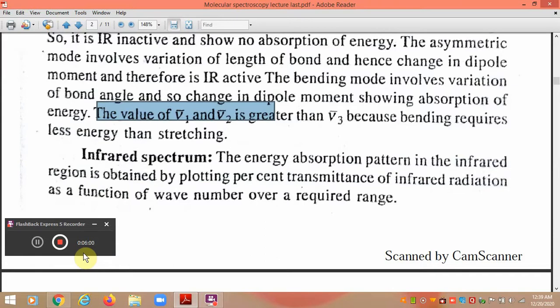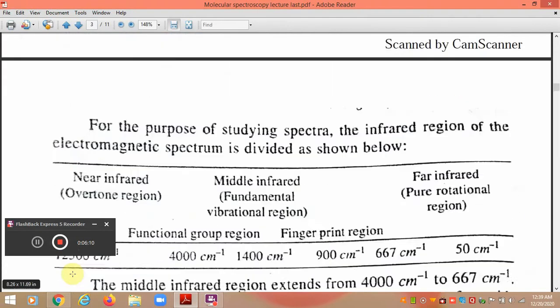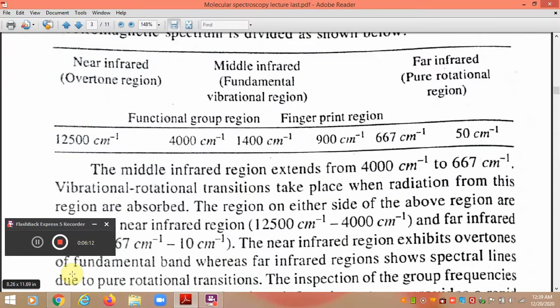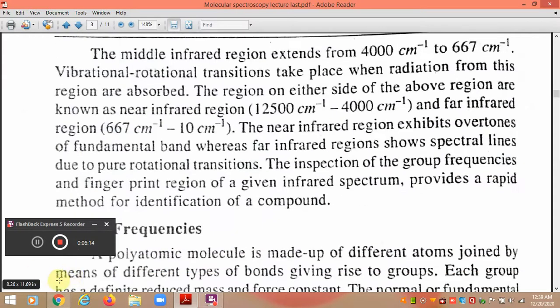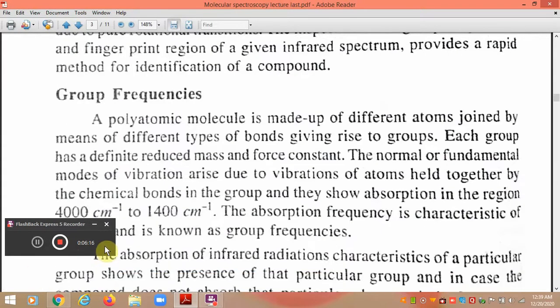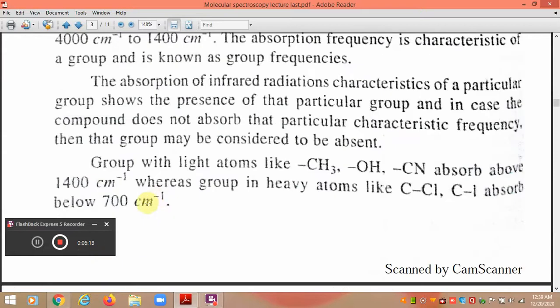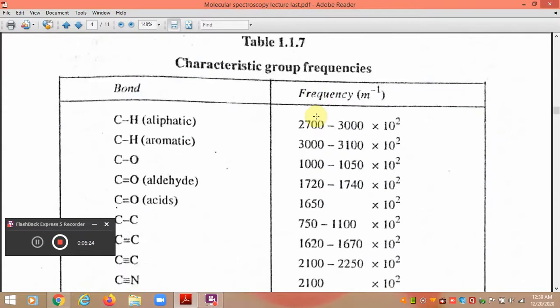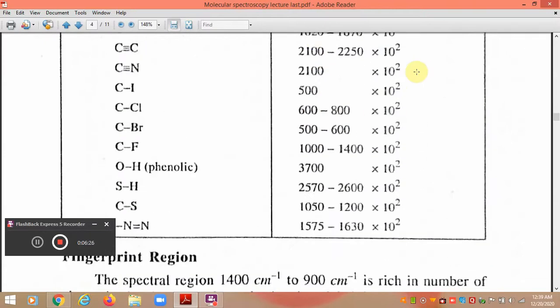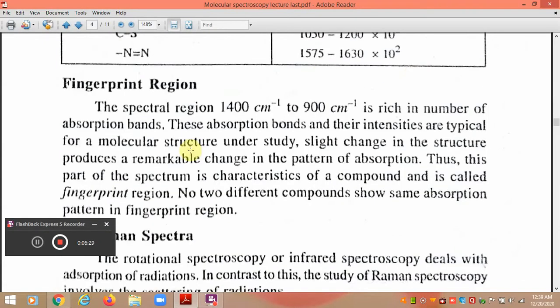Out of these three, the asymmetric stretching and the bending vibrations are IR active, while symmetrical stretching is IR inactive. So this is the infrared spectrum. This is actually the fingerprint region and group frequency region, in which we get information about the different functional groups. This is an important use of this IR spectrum, the IR region. That's why it is called the fingerprint region.